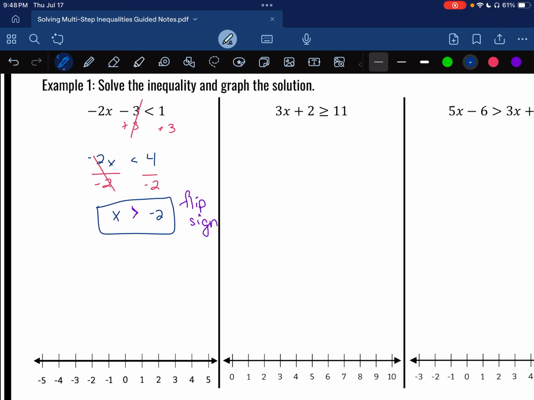And so when we graph this, we're going to find negative 2 right there. Open circle. And we want numbers to the right.